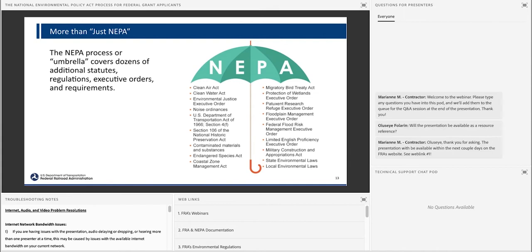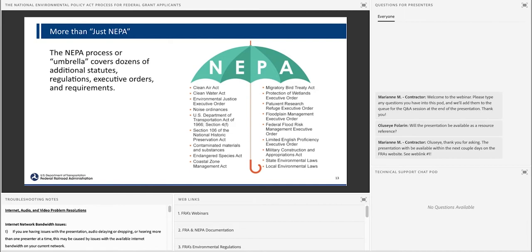One central concept that we'll be talking about today is that we're talking about the National Environmental Policy Act as a specific law, but the process that we use is actually often referred to as an umbrella, where we are looking not just for the specific requirements of the National Environmental Policy Act, but rather an umbrella of other statutes, regulations, executive orders, and requirements that relate to the environment. This umbrella shows different types of environmental laws that may come into play for a given project. Could be the Clean Air Act, it could be the Clean Water Act.